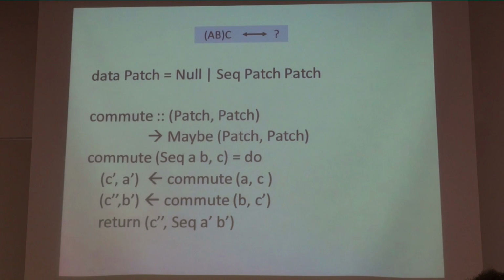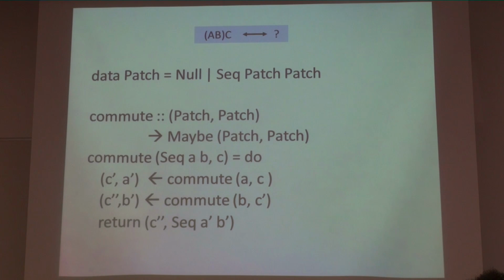So here's an example of some code you might want to write inside Darcs. Supposing we want to commute two patches, we've got the patch C and we've got the sequential composition of two other patches A and B. That's the intention of this bracketing. So I want to get to C prime and then A prime B prime as the alternative.